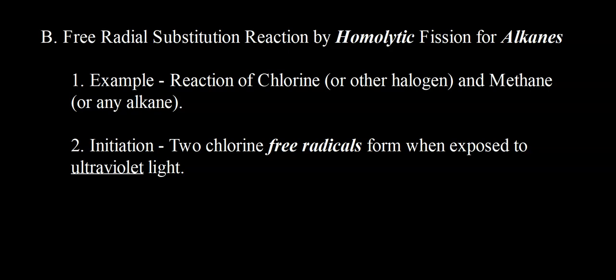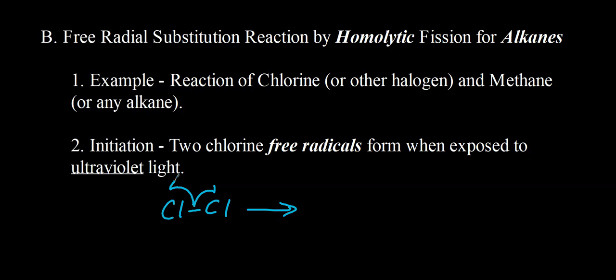So let's take a look at that. We have our chlorine molecule, and we have a homolytic fission. So we talked about that, where when the bond breaks, one electron of the pair goes to one atom and the other electron goes to the other atom. And so we show that with our one-headed arrow. So something like that.